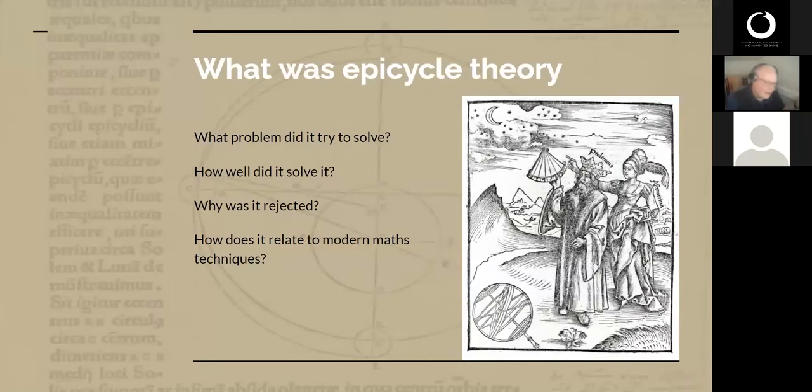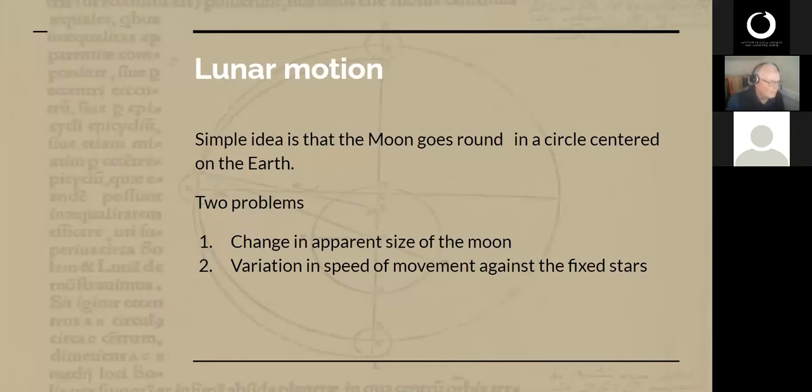So let's recapitulate and say, what was the epicycle theory? What did it try to solve? How did it try to solve it? How well did it solve it? And why was it rejected? And how does it relate to modern mathematical techniques? And we'll take the simplest example, which is just predicting the motion of the moon.